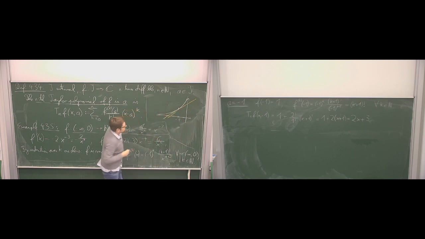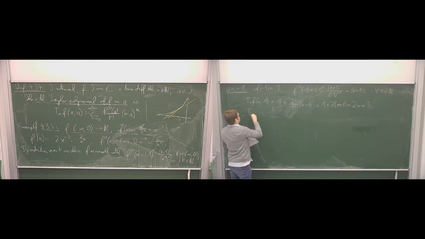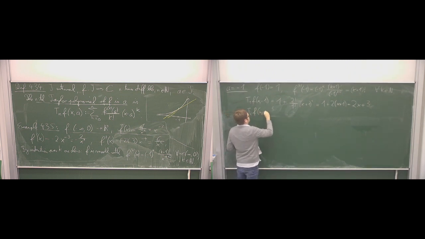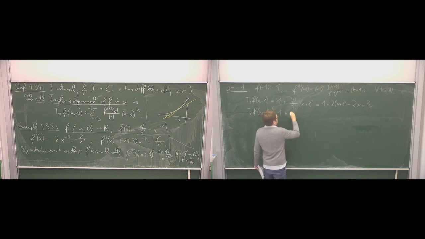Of this tangent line, yeah, somewhat like this. So now we approximate this by a quadratic function, so we can just compute the second Taylor polynomial. There we would have T2 f of x at -1. So the first summands of the polynomial would of course be the same. So again 1 plus 2x plus 1.